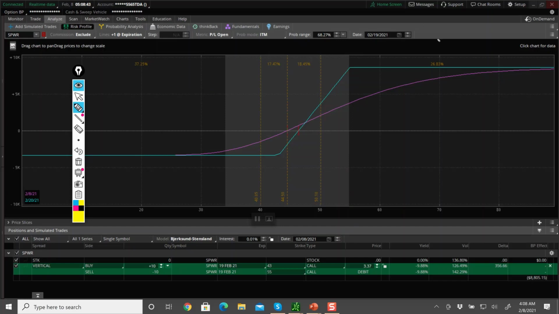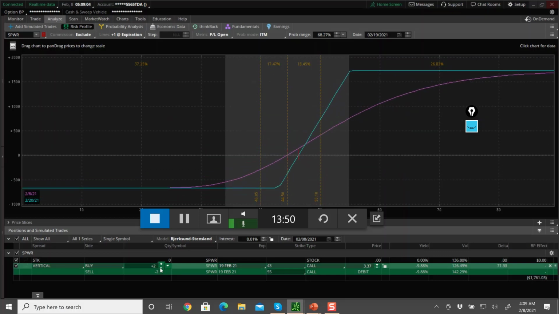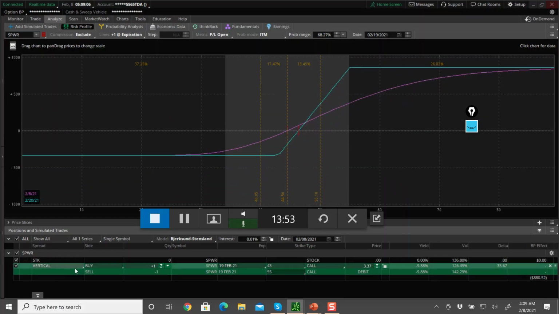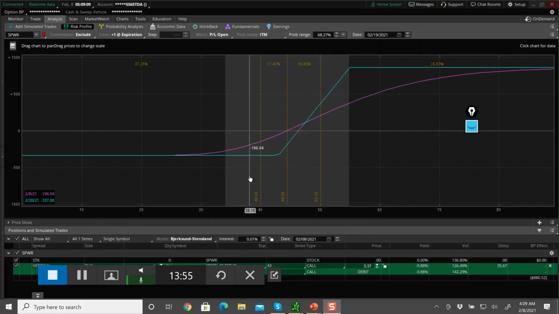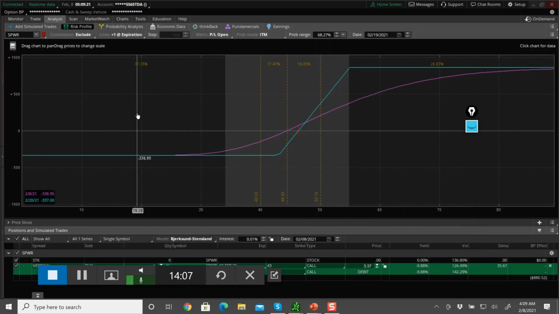All right, so let's go ahead and make this a one contract or one position trade. So what I want you to do is put your attention on this box. As I move the mouse, it shows your risk to reward per stock price down here. So if you see over here, max loss would be $337 for a max profit of $863.